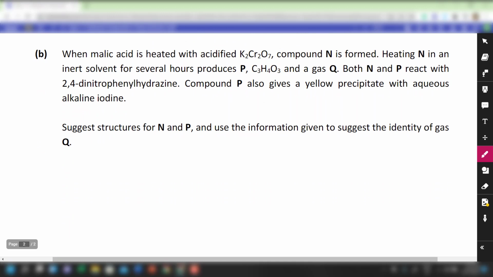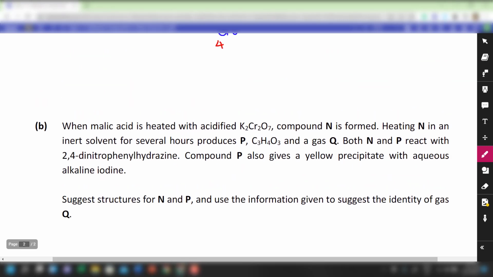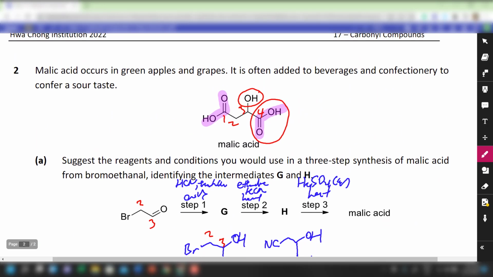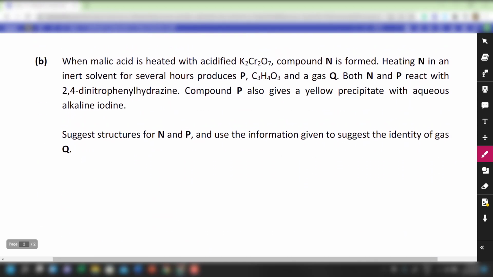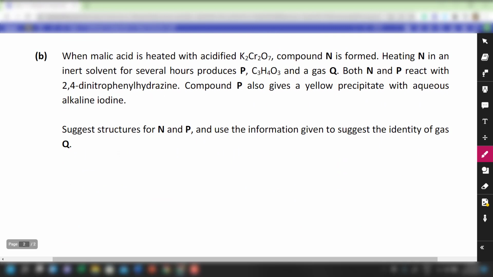Okay, next we are going to work on part B. We were told that when malic acid is heated with potassium dichromate, compound N is formed. So let us go back and take a look at malic acid. So when it's heated with potassium dichromate, we expect the oxidation of the secondary alcohol at carbon number 3. Yeah, so therefore I expect compound N to look like this.